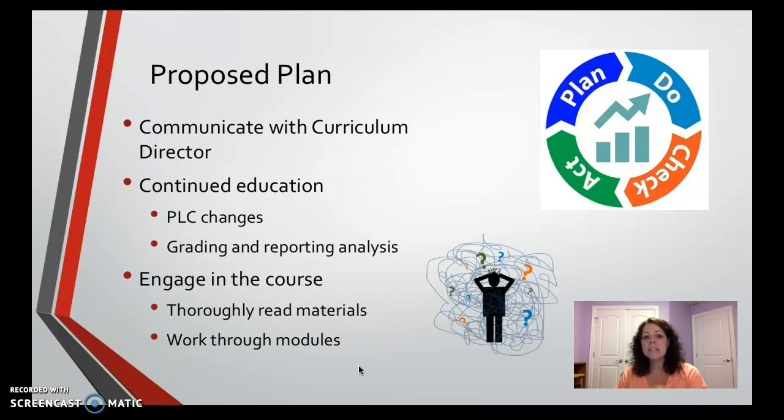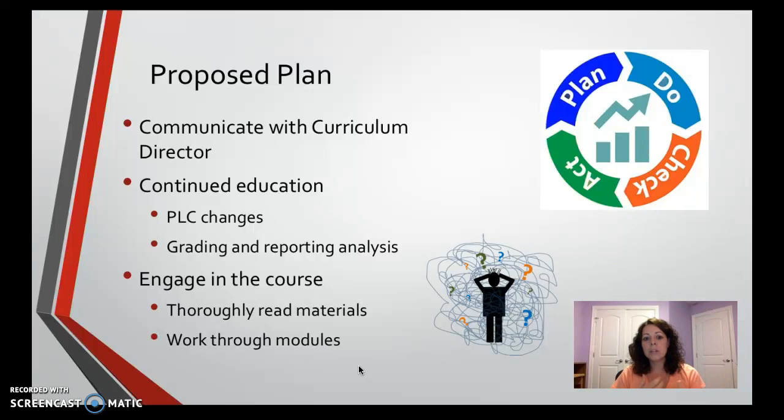So my proposed plan to get better with data is to communicate with the curriculum director. She has a wealth of information on anything education, and so just talking to her about how she disaggregates the data and how she looks at it and what it means to her, I think is really going to help throughout this class. Then also continue education.